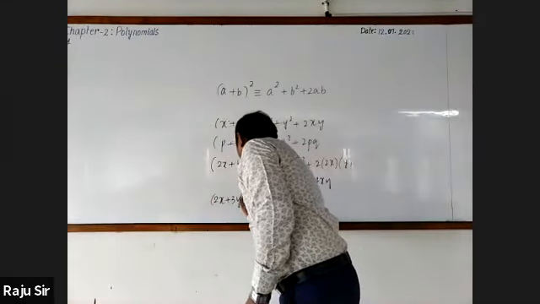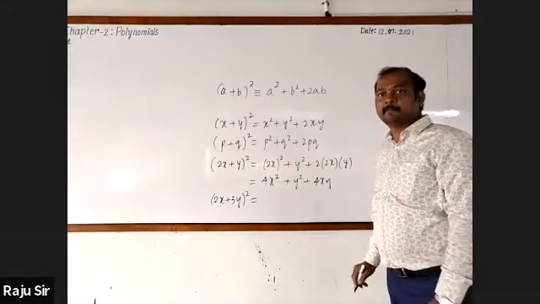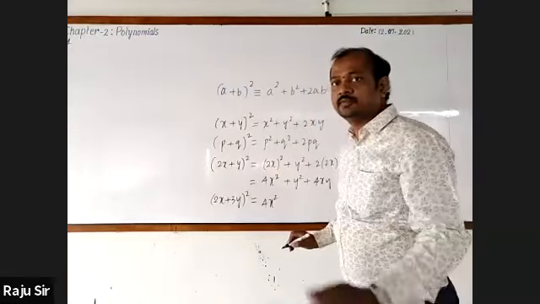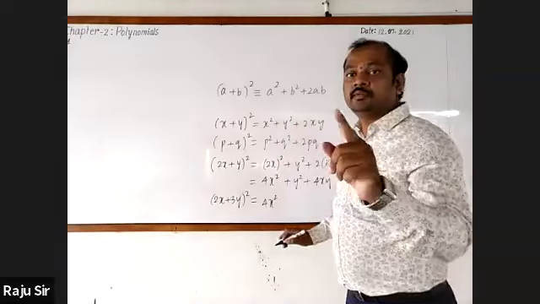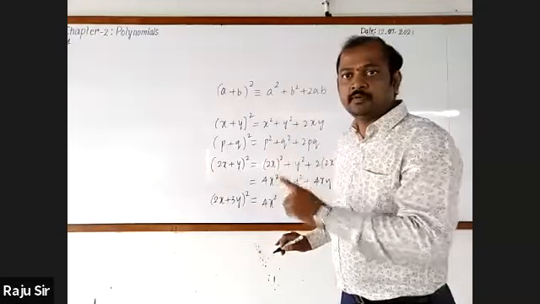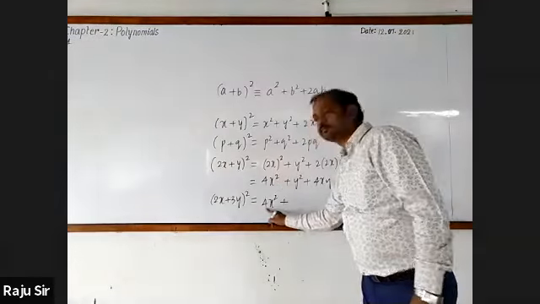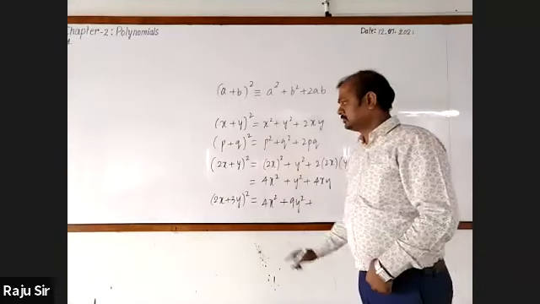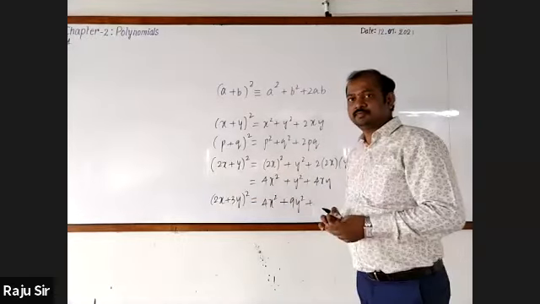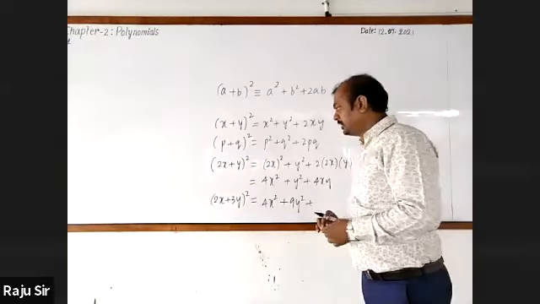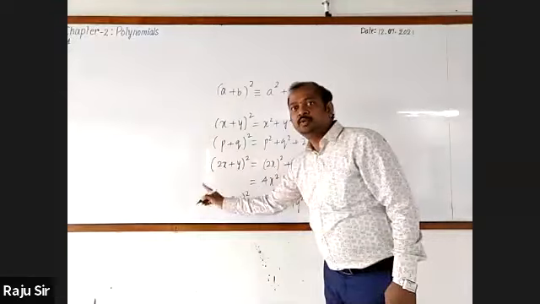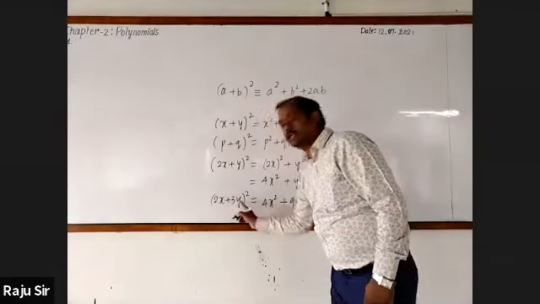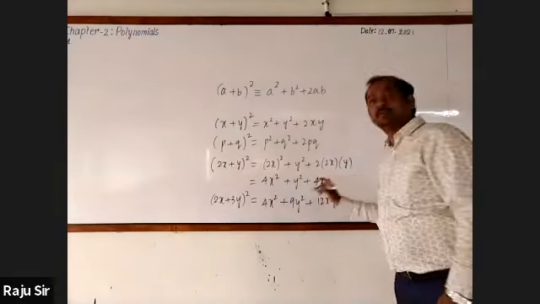(2x + 3y) whole square. Tell it. 4x square plus 9y square. Wait, Akshay. I've given the chance to Akshay only. He will tell. Plus 9y square. Very good. Plus 4x... 12xy. Very good. 2AB: here 2 2s are 4, 4 3s are 12 into xy. It is 12xy. Got it?